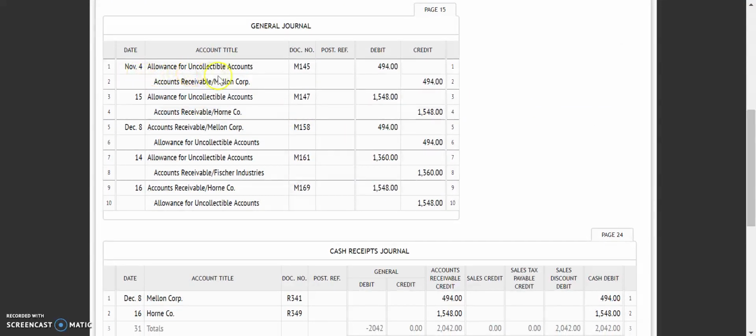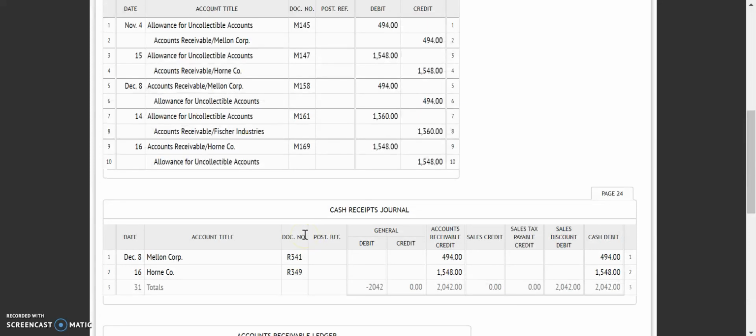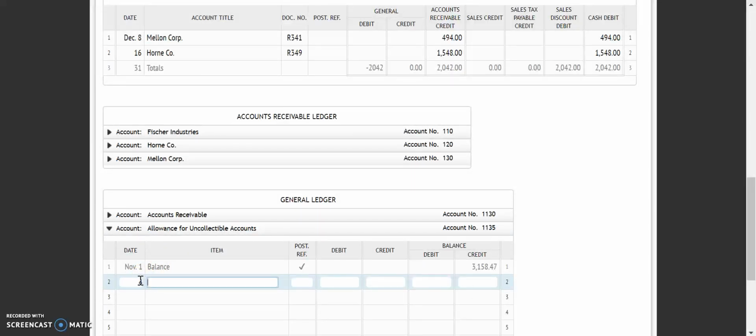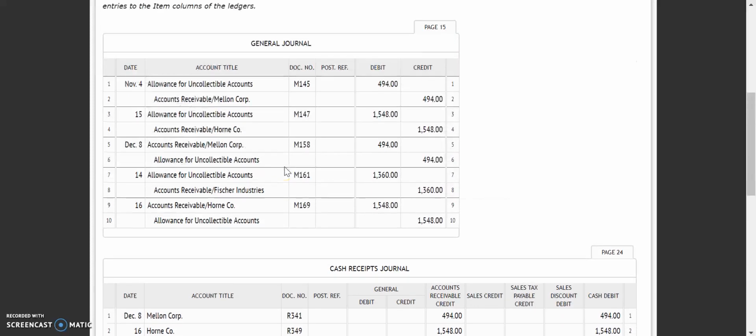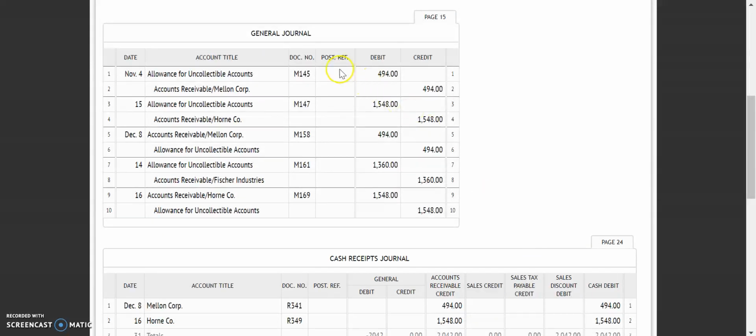So we're starting on November 4th with our allowance for uncollectible accounts. So we open up allowance for uncollectible accounts. This is on the 4th. It's coming from G12, I believe. Nope, G15. And it is a debit for $494, which means that we are subtracting 3,158 and subtracting the $494, and we get a new balance of $2,664.47. And then we bring our account number, which is 1135, back up into our post reference column.